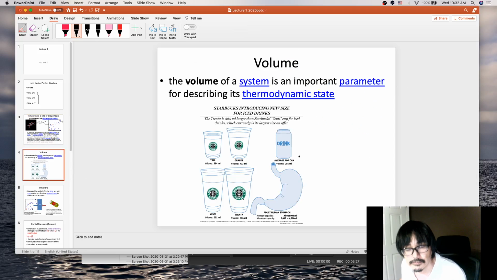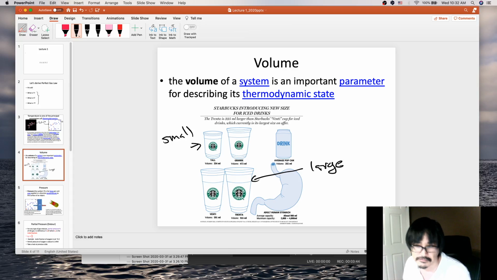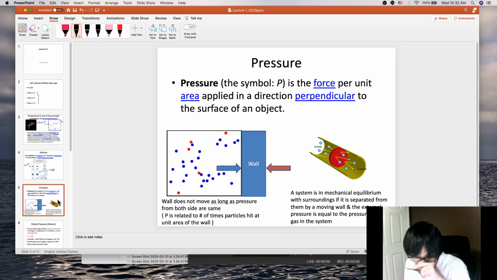The volume, by the way, has no explanations. What you see is what you get. It's the small volume, and it's the large volume. You already have a good intuition about that one, so I don't really care about that.